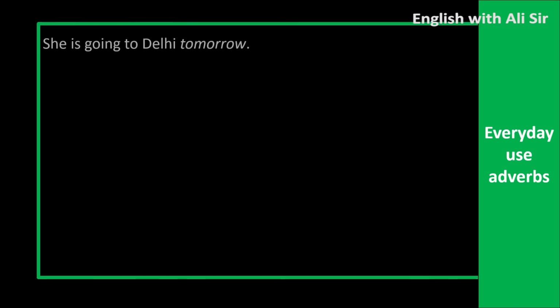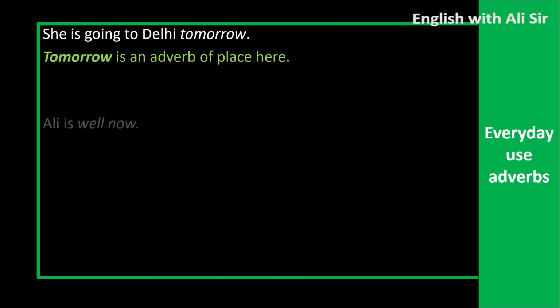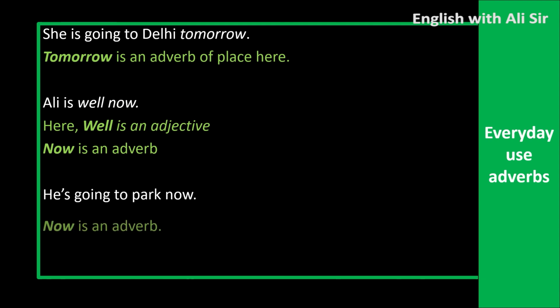For example, we can take some more examples. She is going to Delhi tomorrow. So tomorrow is a type of adverb, which talks about time. Ali is well now. Here well is adjective, now is adverb. He is going to park now. Here now is again adverb.